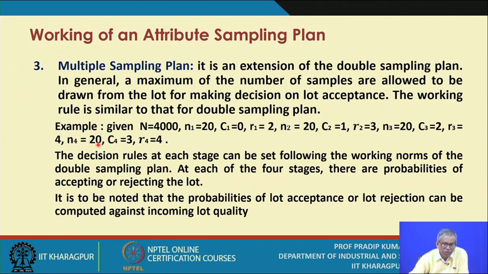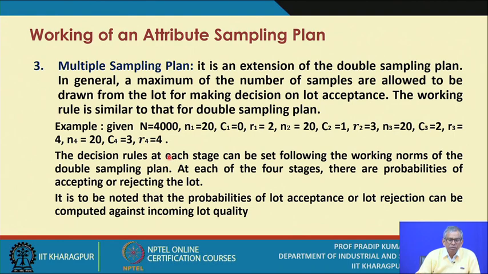So again you count the number of non-conforming units in the fourth sample. So now you have all the 4 samples and the total number of non-conforming units in all the 4 samples that you come to know. If this total number of non-conforming units in all the 4 samples is less than or equal to 3, you are going to accept the lot. Otherwise, if it is 4 or more, is it okay? You are going to reject the lot. So this is the procedure.